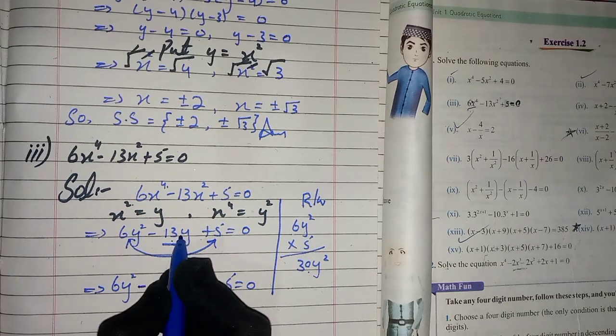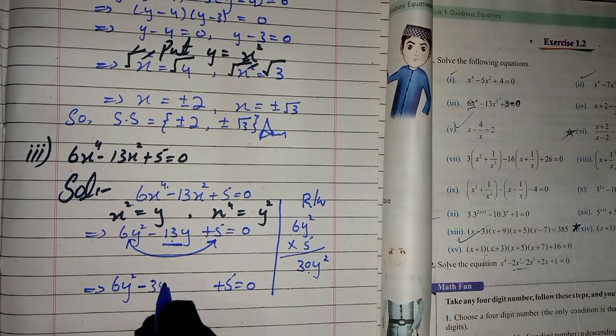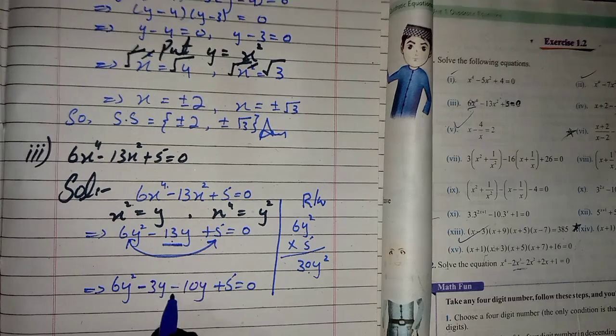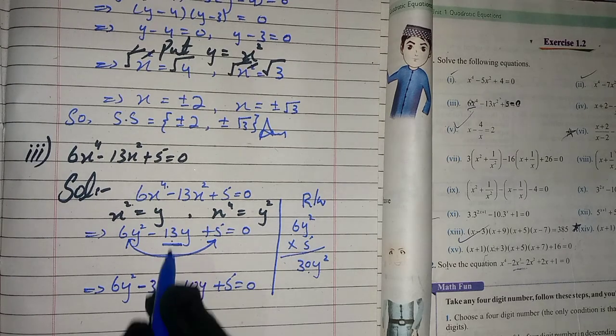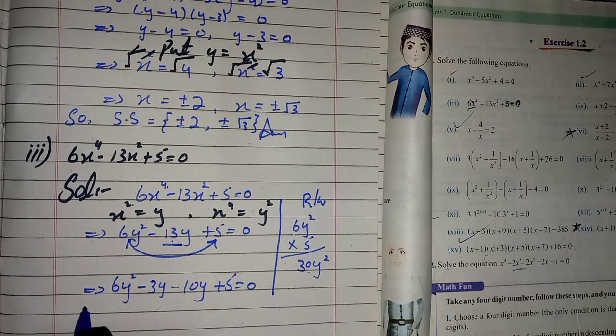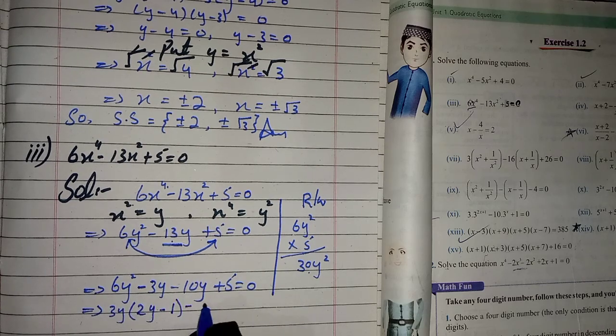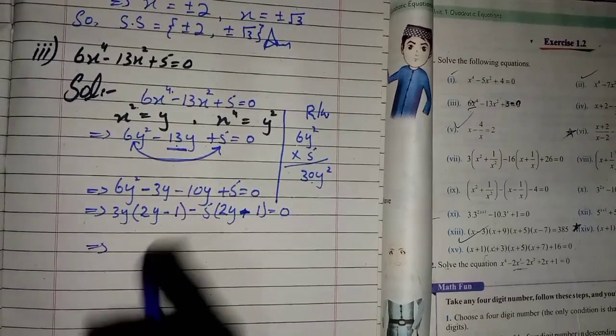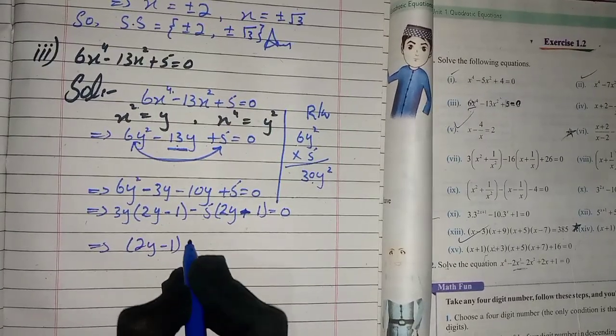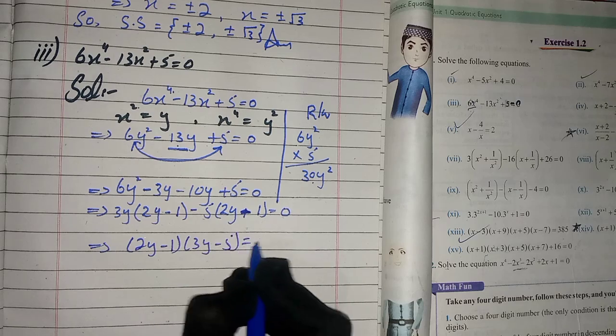We can write minus 13y as minus 3y minus 10y. Minus minus plus, 10 and 3 become 13, 10 3s are 30y. We take common. Here 3y is common: 3 2s are 6, 2y minus 3y 1s are 3y. Minus, here 5 is common: 5 2s are 10, 2y minus 5 1s are 5, equal to 0. We can write (2y minus 1) into (3y minus 5) equal to 0.